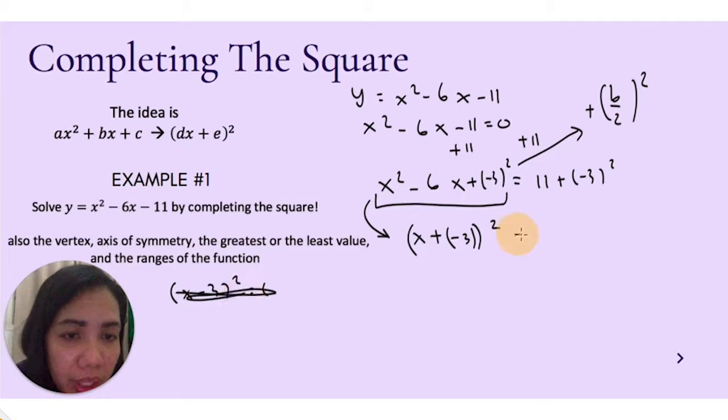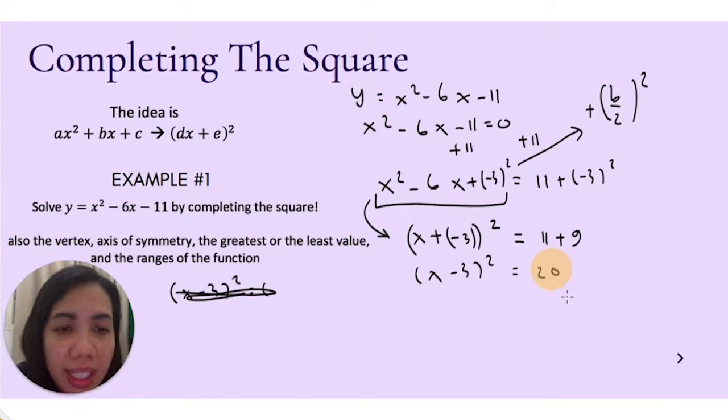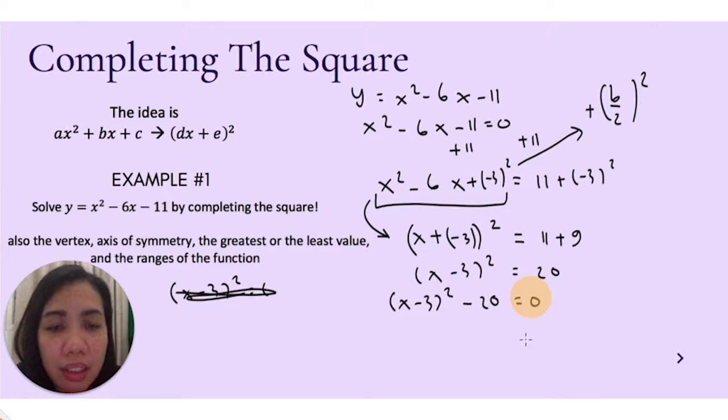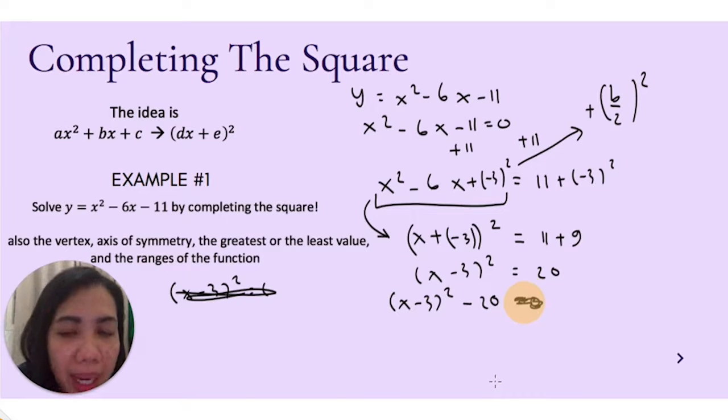Okay, now we continue here. It is 11 plus 9 here. Okay, here we have x minus 3 squared, and this is 20. Now the last thing is we need to put this 20 to the left side again, so by subtracting 20 from both sides. So it is x minus 3 squared minus 20 equals 0. Or if you want to express this as just an expression, you can erase this. So it is x minus 3 squared minus 20.